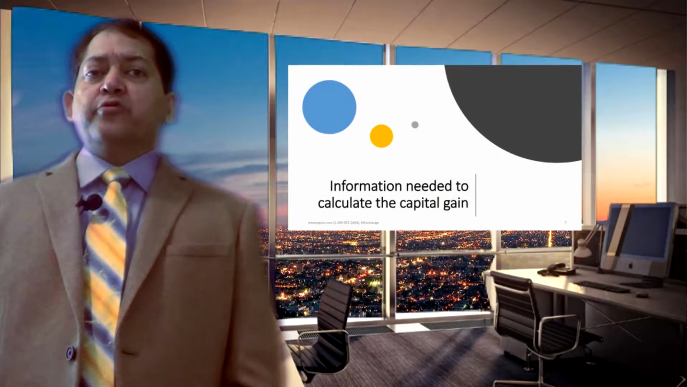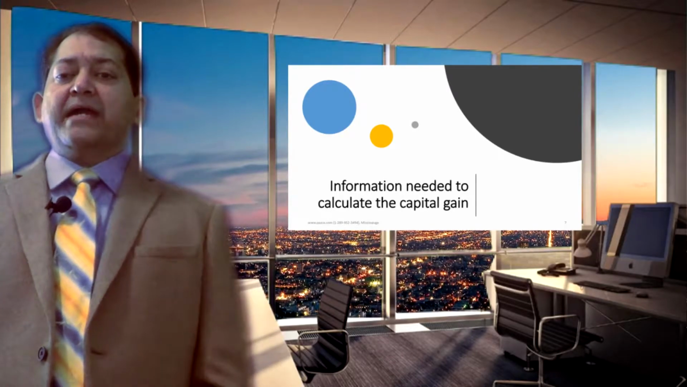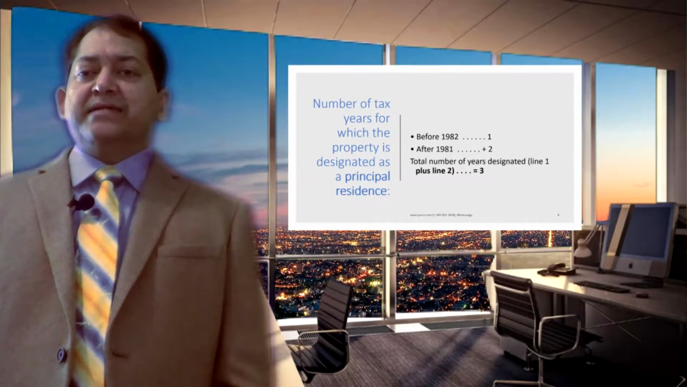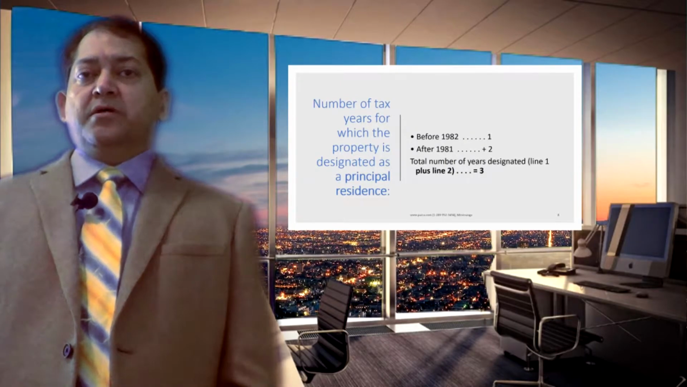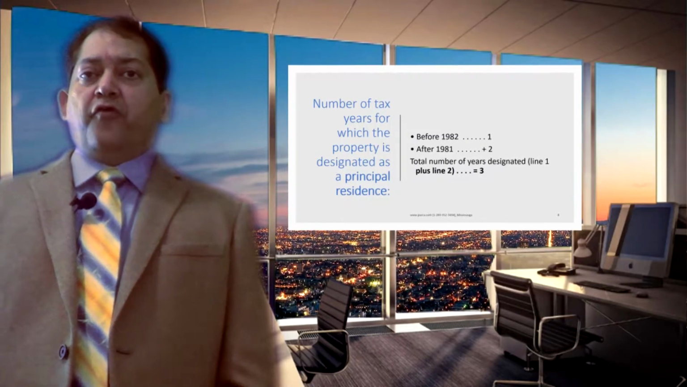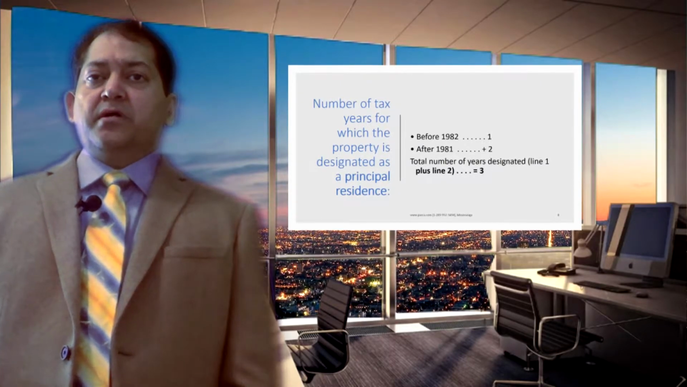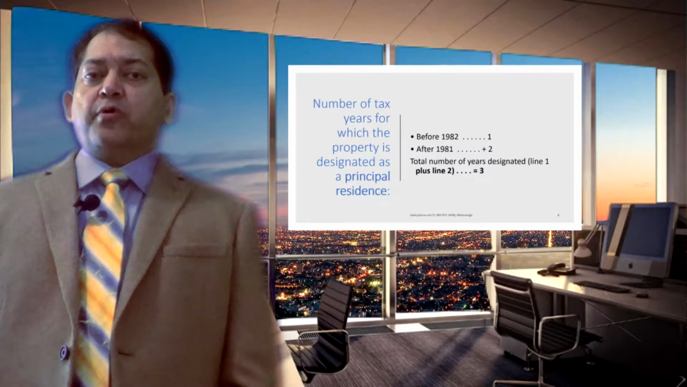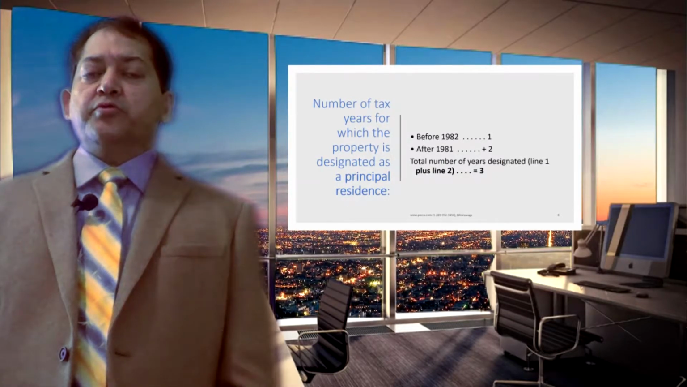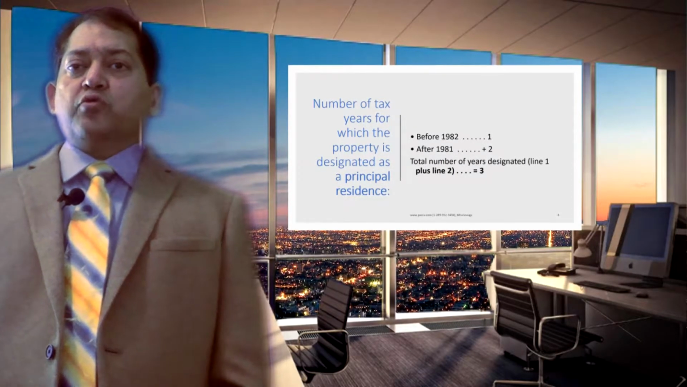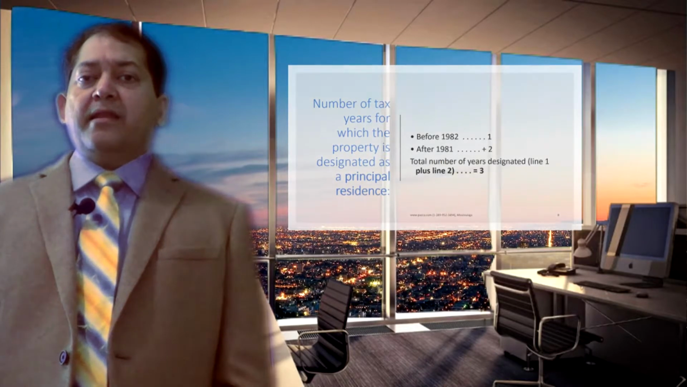Now, in this segment, I am going to explain to you the information needed to calculate the capital gain. So, first information is about the number of tax years for which the property is designated as principal residence. On line 1 of the form, you have to highlight the number of years when you want to declare this property as your principal residence before 1982, and in line 2 it is after 1981. Then you need to add up the two lines, and the total number of years designation will be given in line 3 of the form.